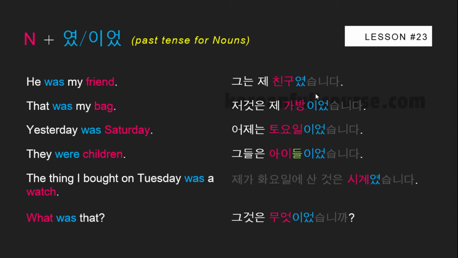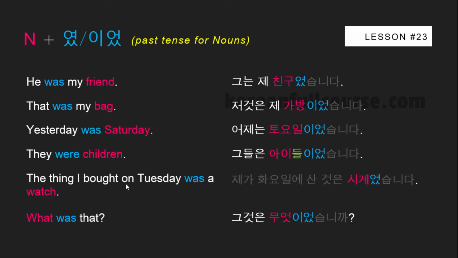그는 제 친구였습니다. 저것은 제 가방이었습니다. 어제는 토요일이었습니다. 그들은 아이들이었습니다. See how I use the past tense suffix with the plural form particle 들. 들 is always attached directly to a noun or a pronoun. If you want to attach another grammatical construction to a noun in the plural form, then you need to attach it to the plural form particle 들, okay?